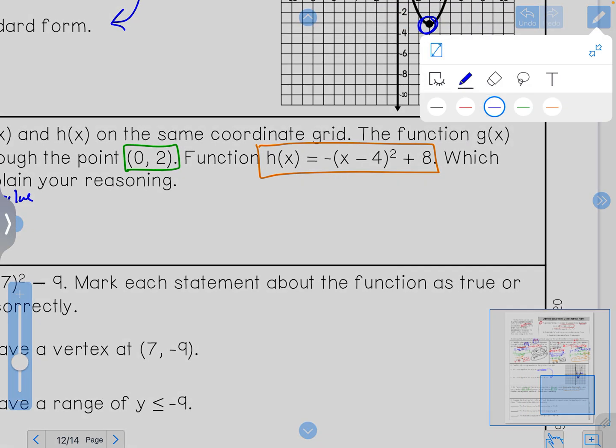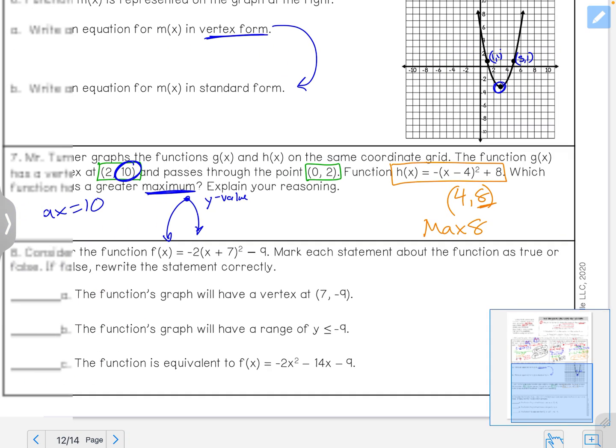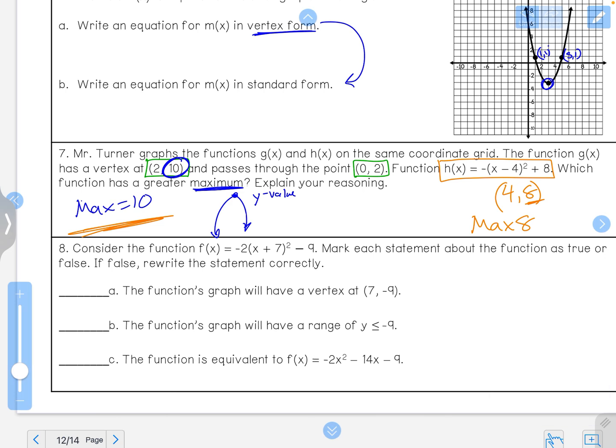So now in our next function, I've got to look at my vertex. We've got to flip the sign of what's inside, 8. So my y value is 8. So the max is 8. So our first function has the higher maximum.